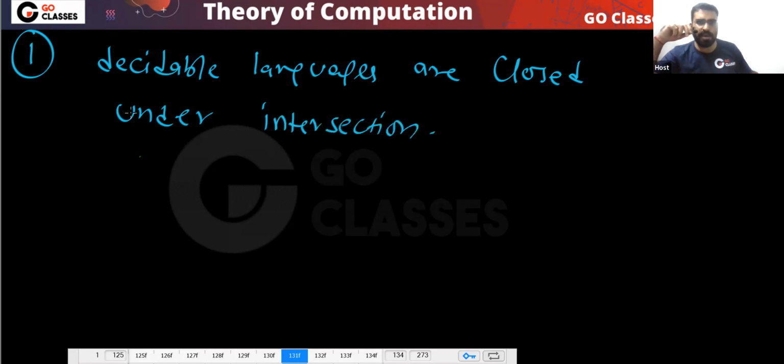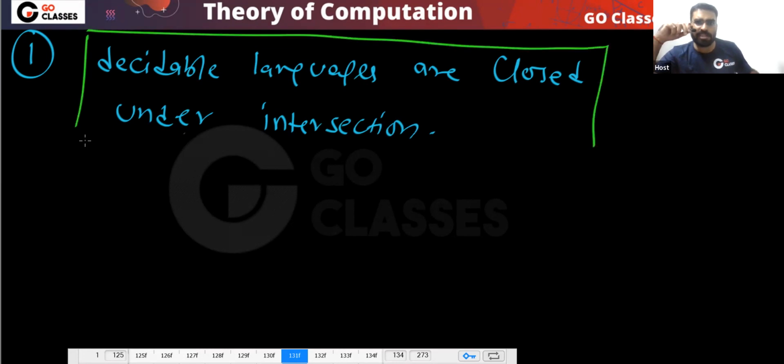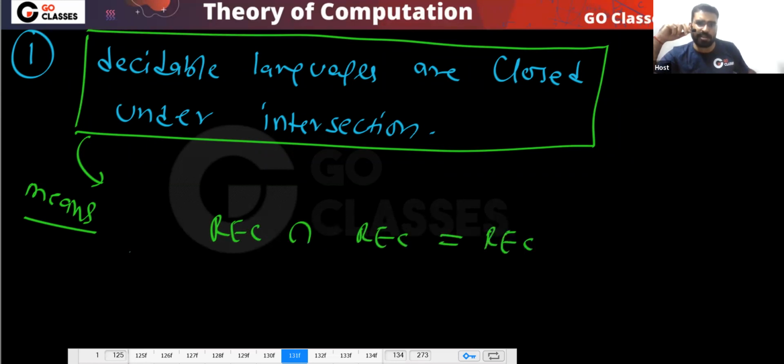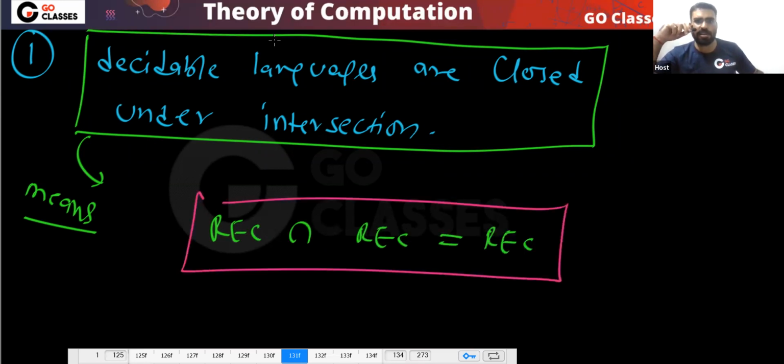What does this statement mean when anyone says it? It means that if you have a recursive language intersection with another recursive language, the result will be another recursive language. Can you prove it? The same idea will work. The same proof will work.